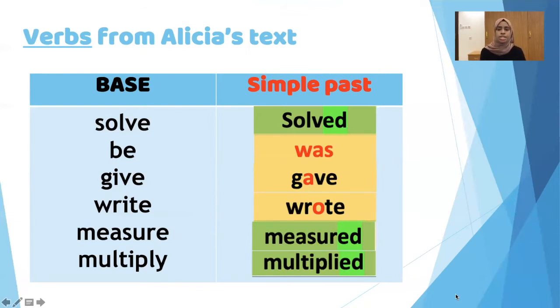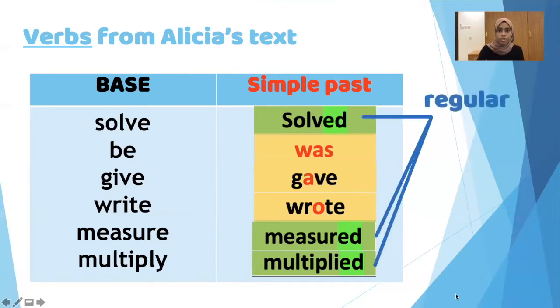So as you notice here, the two different kinds of verbs that we use in the simple past. One is solved, measured, and multiplied, which are regular verbs, and then was, gave, and wrote, which are irregular verbs.